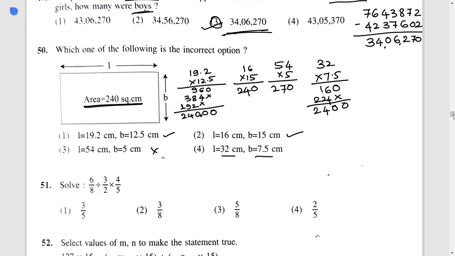Again, one decimal place is there, 240. So you will get 240 with options 1, 2 and 4. You are not getting it with 3. So this is the incorrect option.